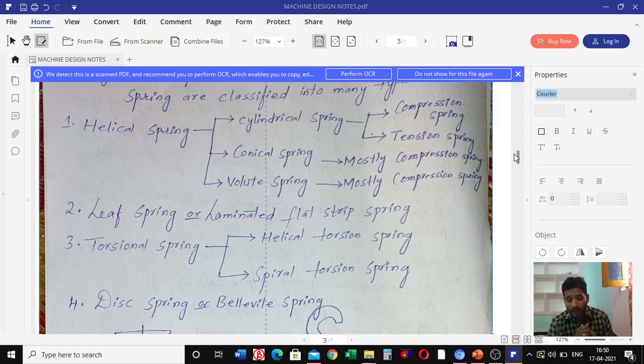The second one, which we already discussed, is the leaf spring, sometimes called the laminated flat strip spring. The third one is the torsional spring, also broadly classified into two types: the helical torsional spring and the spiral torsional spring. And the fourth one is the disc spring, or Belleville spring. This is the classification of springs.